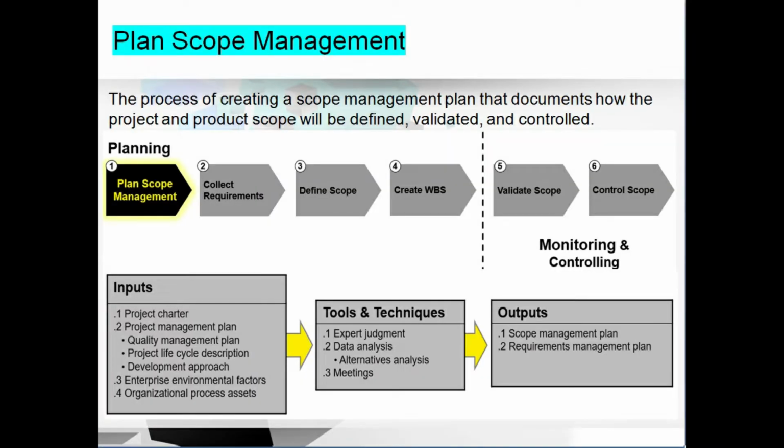Plan scope management is defined as the process of creating a scope management plan that documents how the project and product scope will be defined, validated and controlled. So it provides guidance and direction on how the scope will be managed throughout the project. In general, we can define it as an instructor who guides and gives direction to the project for how the scope will be managed during the course of the project. Hope you understand the definition of plan scope management.